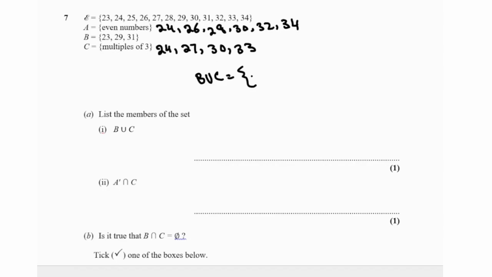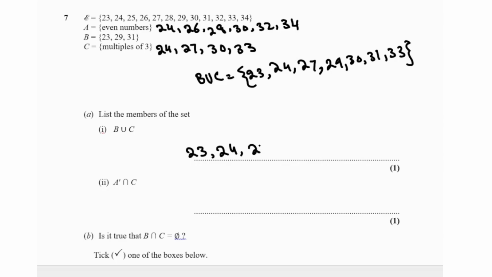So let's see, the first number is 23. Next one is 24. Then we have 27. Then we have 29. Then we have 30, 31, and 33. These are the set in B union C. So we're going to write down here 23, 24, 27, 29, 30, 31, and 33.